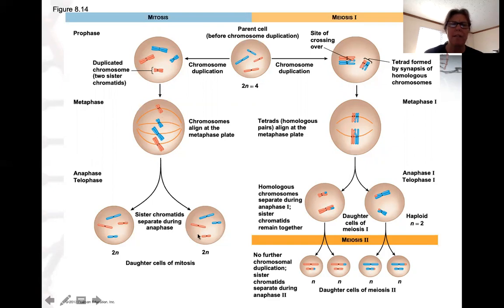We're going to split our sisters apart. We have 2 identical cells. Notice they look just like the original parent. In meiosis, however, now we have to go through our second cell division to split the sisters. And now we have 4 cells that are haploid. So notice we started with 4, and then we made our copies, but we still have 4 when we get done. We started with 4, we end with 4. Here we started with 4, we ended with 2, because we split the mom and dad apart. So again, diploid, haploid, sexual reproduction, asexual reproduction.